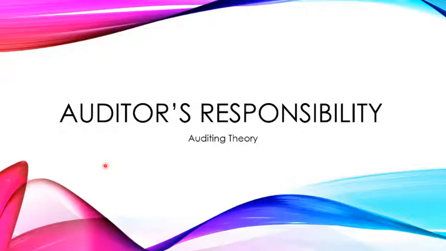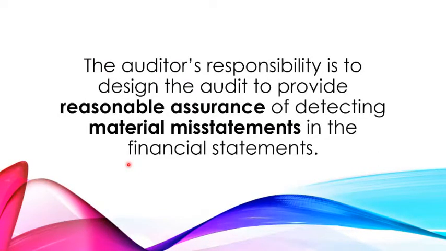Good morning, everyone. Today we will be talking about the third chapter, which is Auditor's Responsibility. Now, just a brief reminder again of what your responsibility as an auditor is. As an auditor, you are responsible to design the audit to provide, again, reasonable assurance. Why reasonable assurance? Because there are inherent risks or inherent limitations when you are doing an audit. Now, you provide reasonable assurance of detecting material misstatements in the financial statement.